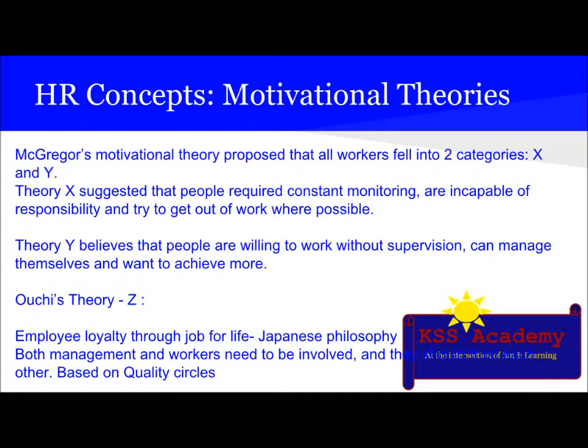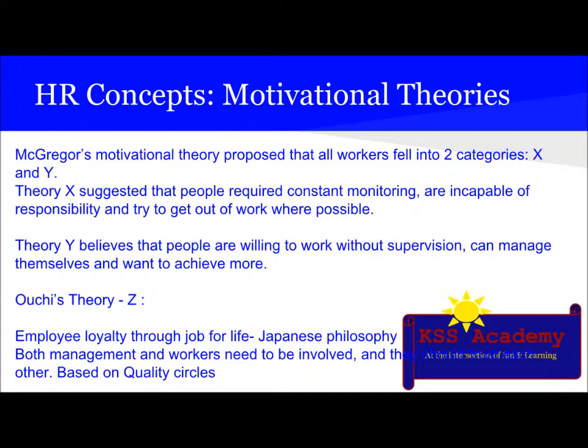Next is McGregor's motivational theory, which proposed that all workers fell into two categories, X and Y. Theory X suggested that people require constant monitoring, are incapable of responsibility, and try to get out of work wherever possible. Theory Y believes that people are willing to work without supervision, can manage themselves, and want to achieve more.